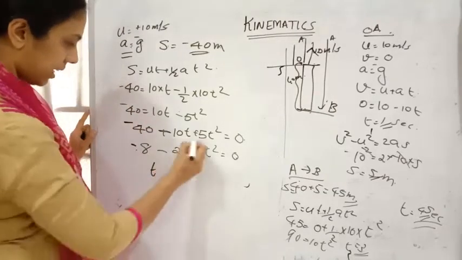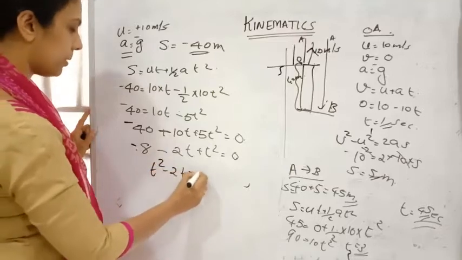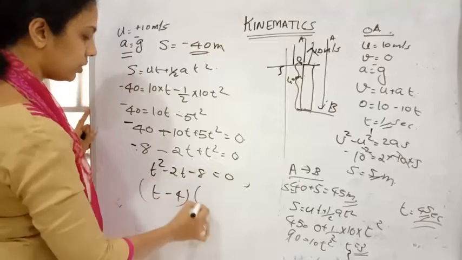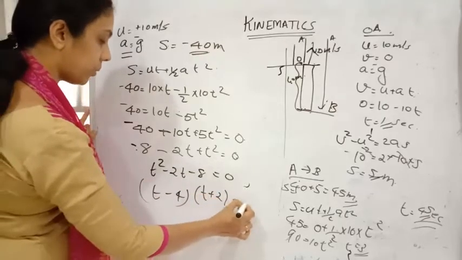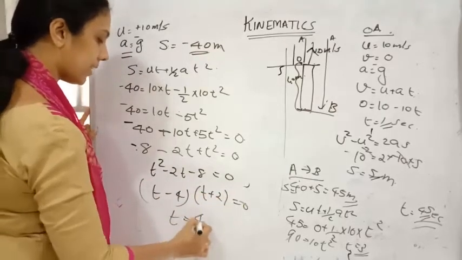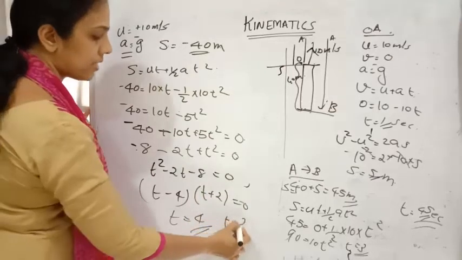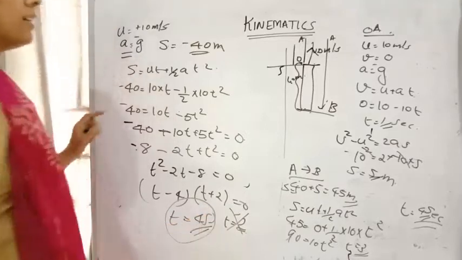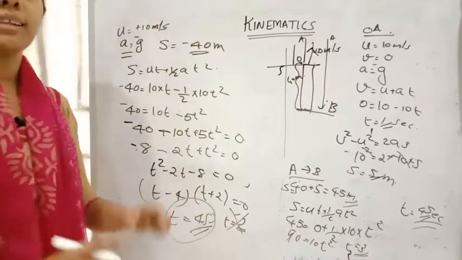So here we can write it as t square minus 2t minus 8 equals 0. Therefore t minus 4 into t plus 2 equals 0. Here we will get t equal to 4 seconds. The other one is t equals minus 2, that is not possible. Therefore t equals 4 seconds. This is how we will be finding the answer in one step.